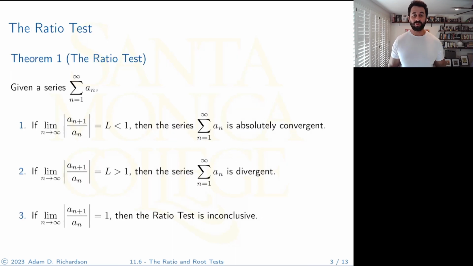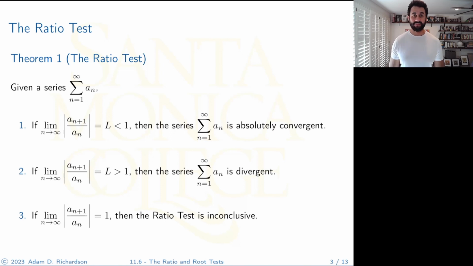All right, so here's the ratio test. Given some series, we have three possibilities here. This says if the limit of a sub n plus 1 over a sub n in absolute value is equal to some number that's less than 1, then your series is absolutely convergent. Boom. That's nice. However, if the limit of the ratio a sub n plus 1 over a sub n in absolute value is greater than 1, then your series is divergent.